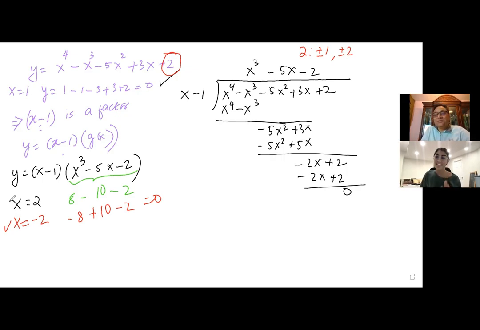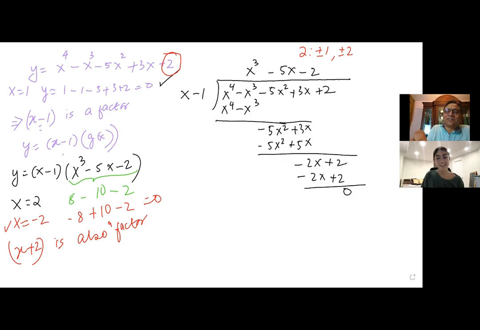So we have another factor, which is x plus 2, sorry. Because x plus 2 is also a factor. Do you get the idea? x minus 2 would be 0 only at 2, so that's why we have to do x plus 2. Correct. If you substitute minus 2, it will be 0.